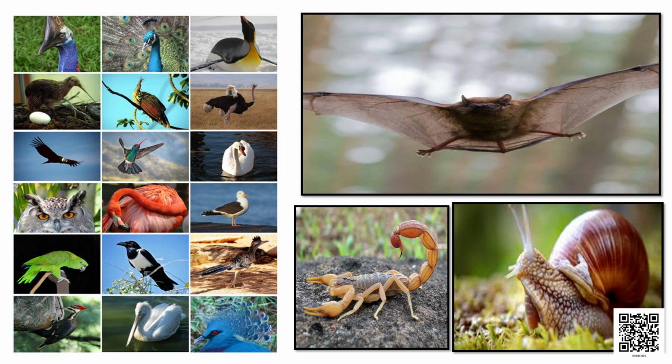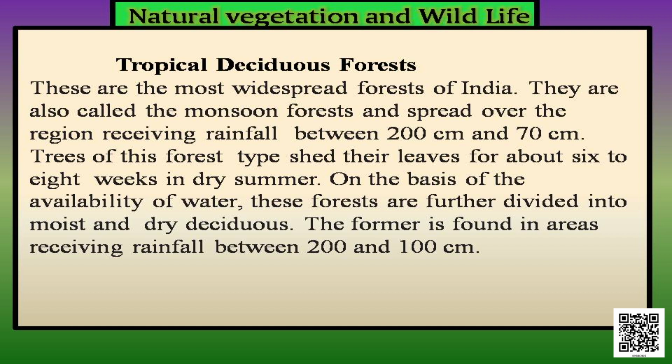jungles. Coming to the next important forest, that is the tropical deciduous forest. These are the most widespread forests in India. They are also called monsoon forests, and they spread over regions receiving rainfall between 200 centimeter and 70 centimeter. Trees of this forest shed their leaves for about 6 to 8 weeks in the dry summer.